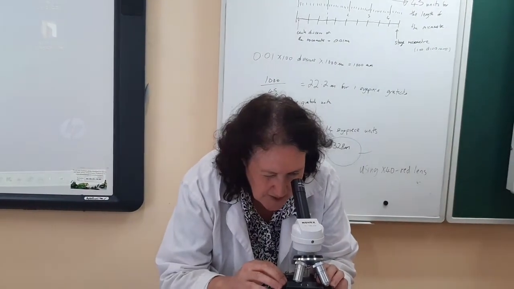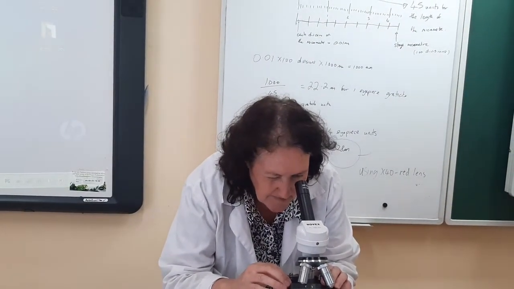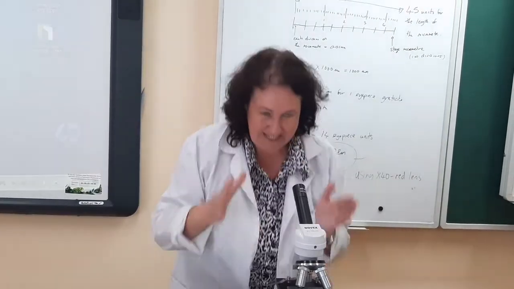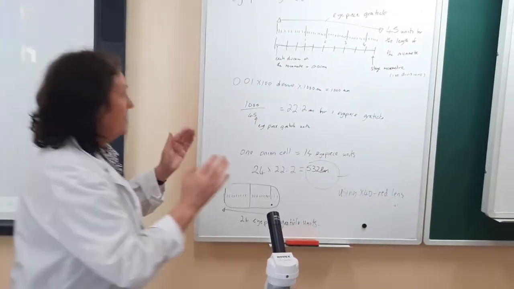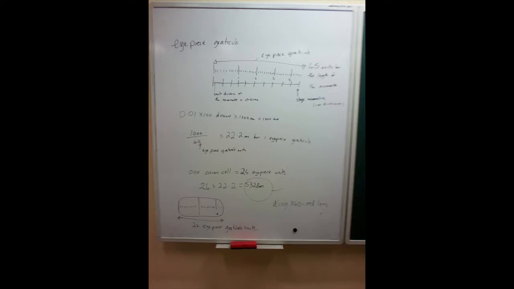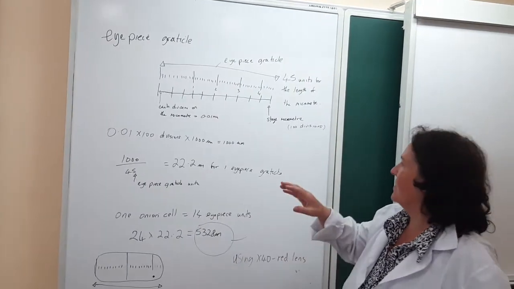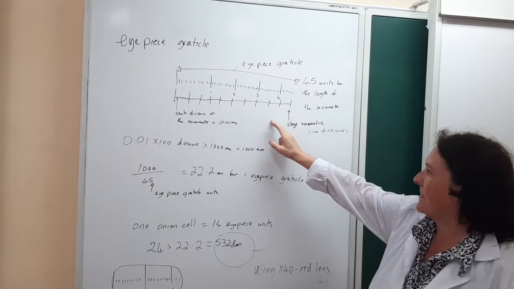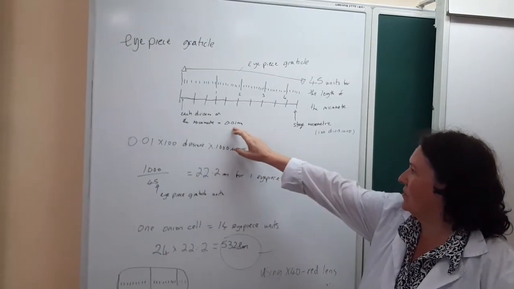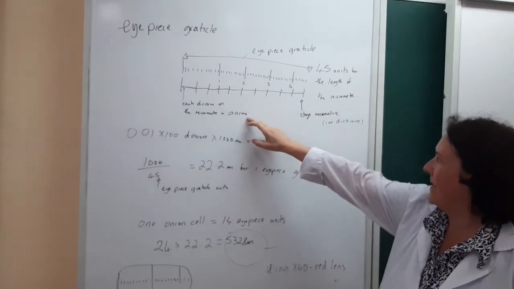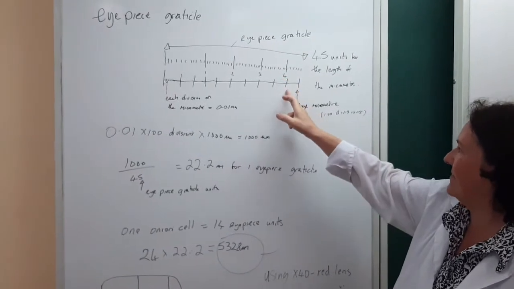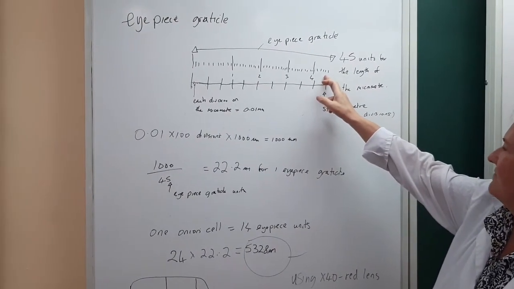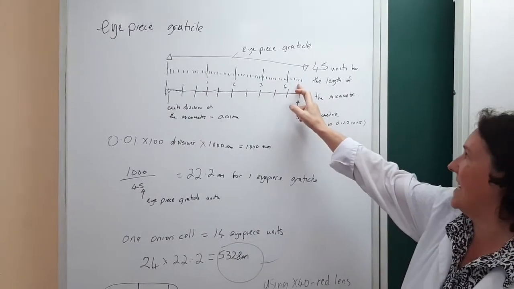Looking down the microscope here, I can see that the whole length of my stage micrometer is 100 divisions. So we know that the length of the stage micrometer is 100 divisions, and each division is 0.01 millimeters. The length of this in eyepiece graticule units is 45 units, and we don't know the size of the eyepiece graticule units.